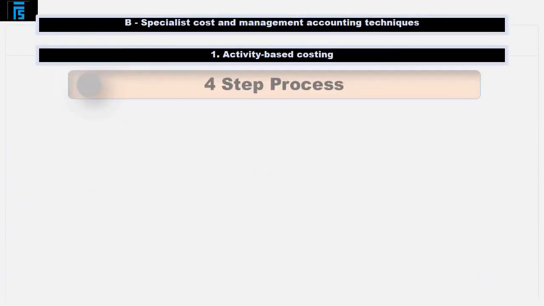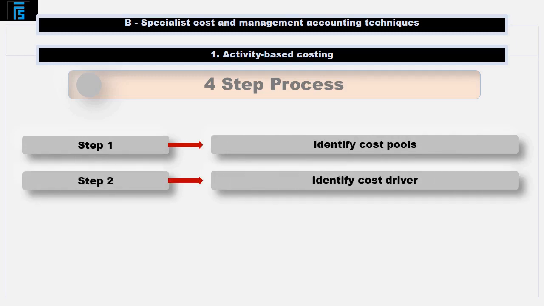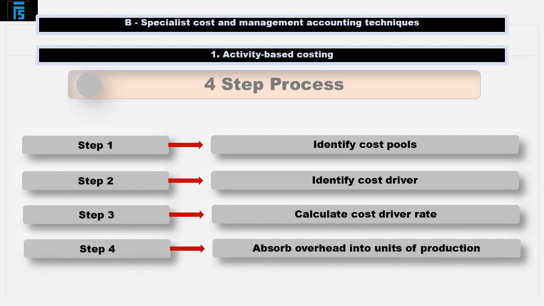There are 4 main steps involved in calculating the overhead cost per unit under activity-based costing. Step 1. Separate the overheads into cost pools. Step 2. Identify the cost driver for each cost pool. Step 3. Calculate the overhead absorption rate for each cost driver. And Step 4. Use the overhead absorption rate to absorb costs from each cost pool into the units of production. This calculates the overhead cost per unit.